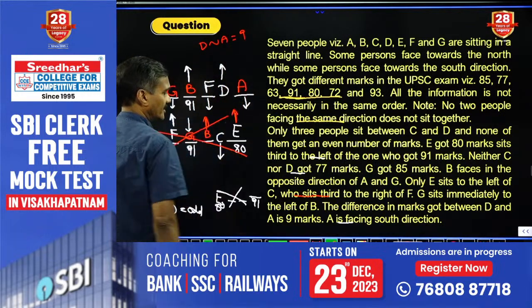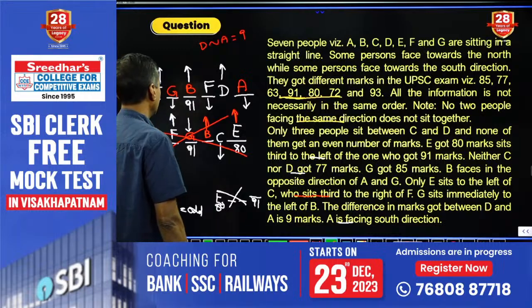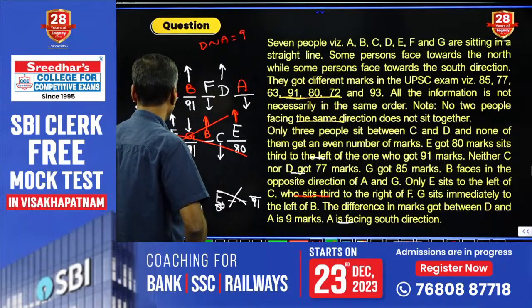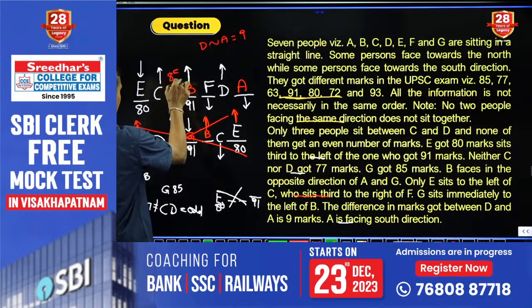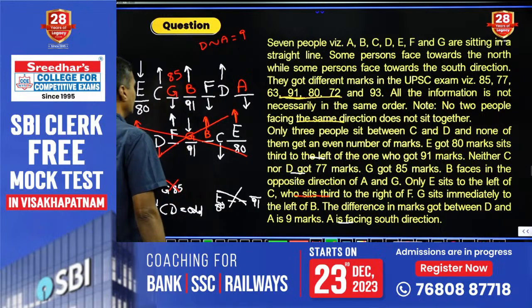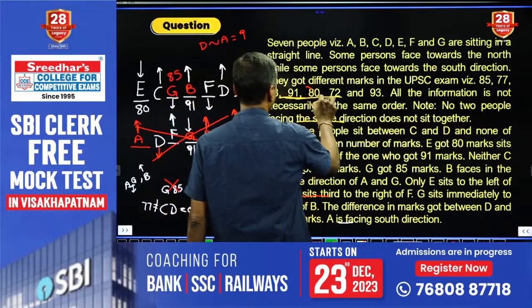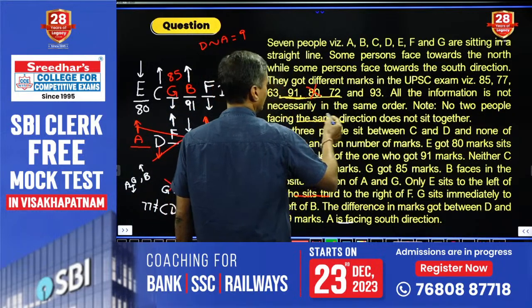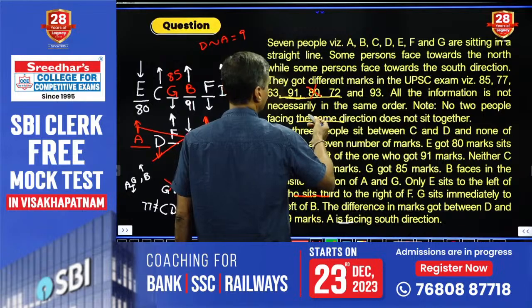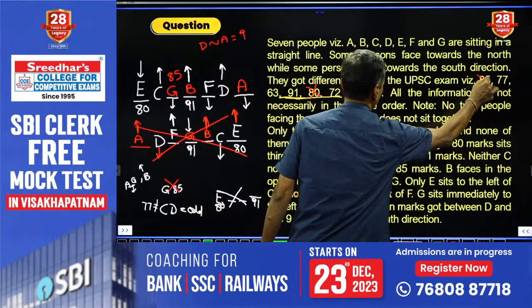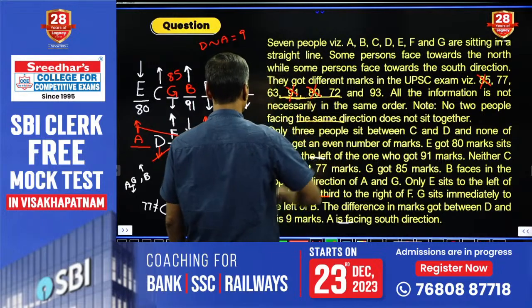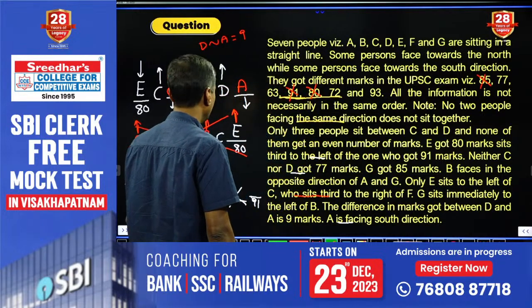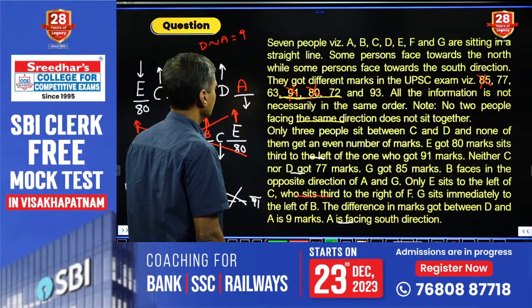Then A is facing south direction. As A is facing south direction, D and A, G is 85. G marks తెలిసిపోయాయి కదా, 85 marks, G is 85. Then ఇప్పుడు చెప్పండి, ఏ మార్క్స్ అయిపోయాయి? 80 completed, and next one E got 80, and 85 completed, and 91 also completed. Then C and D is not 77. C and D 77 రాలేదు, అంటే 77 రాలేదు.